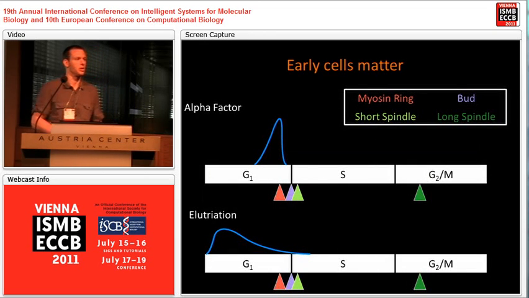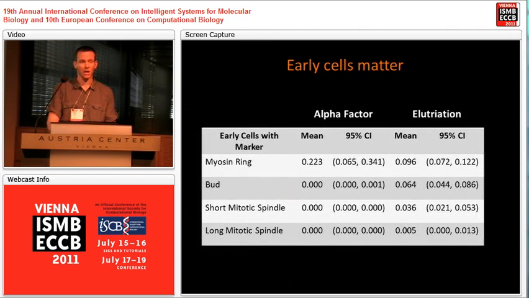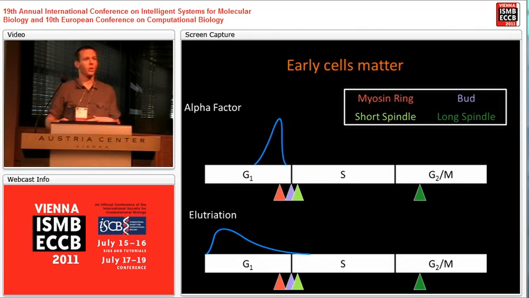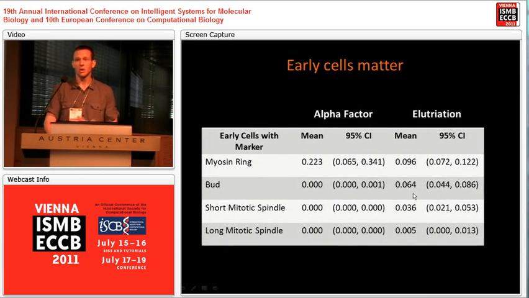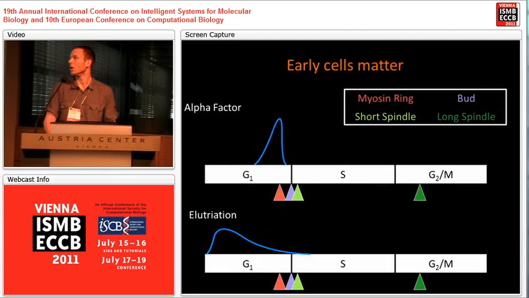And if we look at how the synchronizations work in practice, this is very consistent. So alpha factor, as I mentioned, has a point of sensitivity that is actually right before the point of bud emergence. So you wouldn't expect to see cells with buds, short spindles, or long spindles, but you would expect to see some with myosin rings, which, as I showed in the left column here, is what we see. In elutriation, however, when you're selecting cells that are small, it's not necessarily always the case that small cells means early cells. So you could have some small cells indicated by this tail down here that actually show markers, and they should show markers corresponding to the relative ordering of events. And as I pointed out in the right-hand column, that is what we see. So we feel like this is recapitulating what's actually going on.